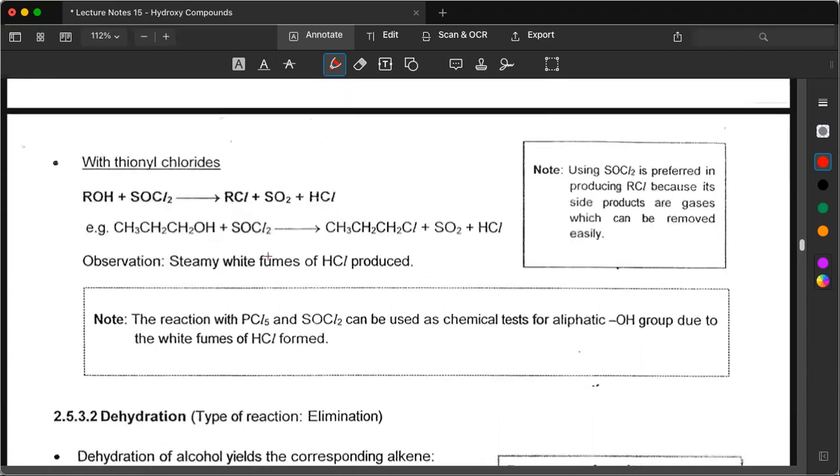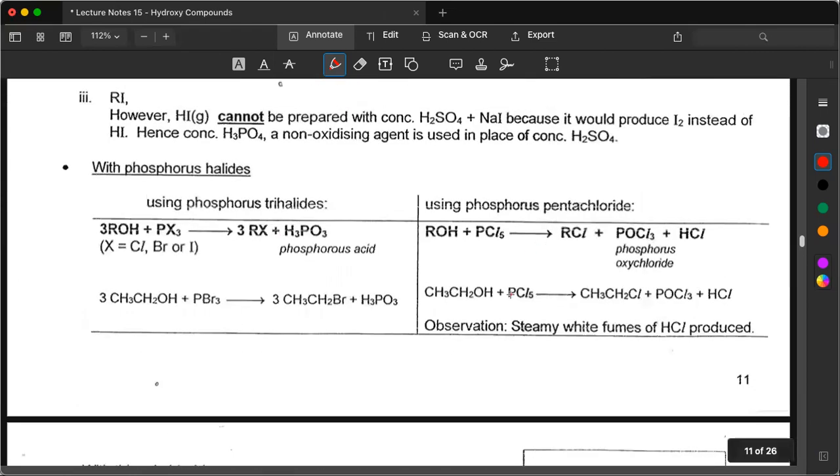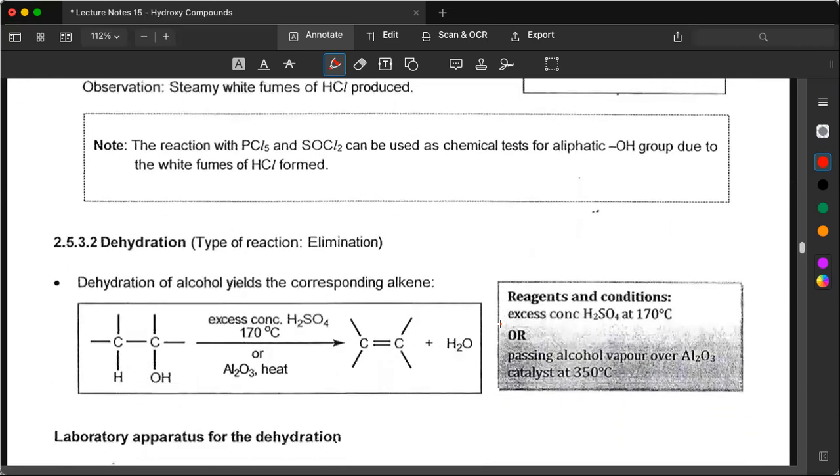And this reaction, as well as the reaction with PCl5 to produce HCl, can be used as chemical tests for aliphatic OH group, because we can observe the production of white film and deduce the presence of aliphatic OH groups.